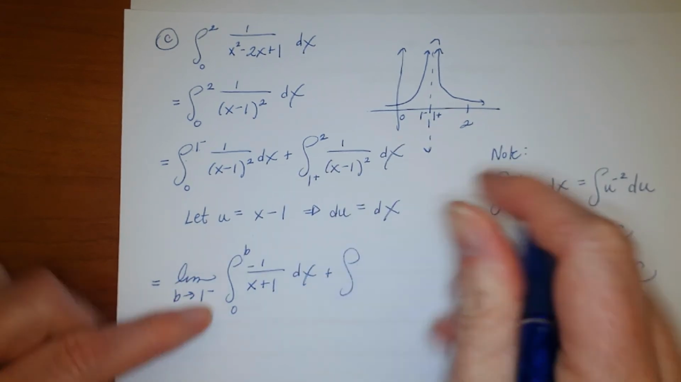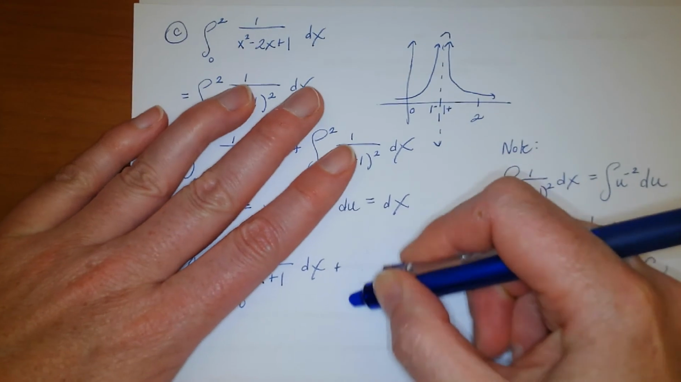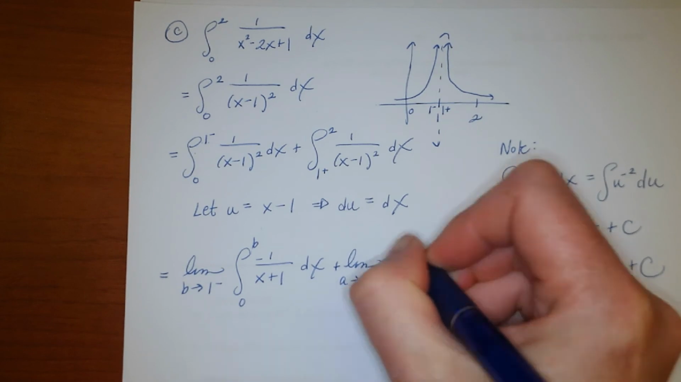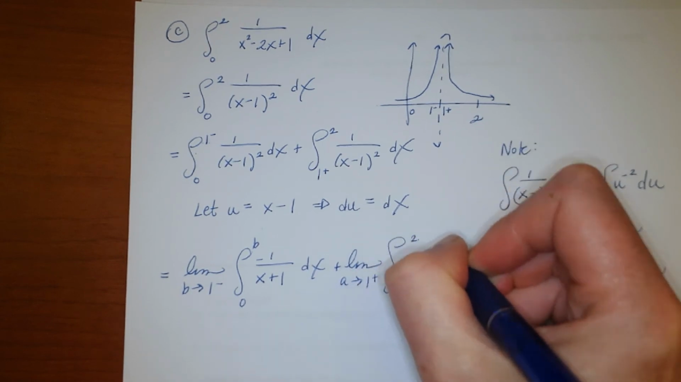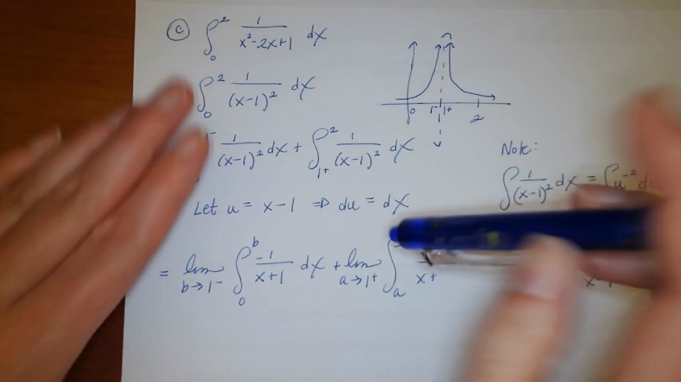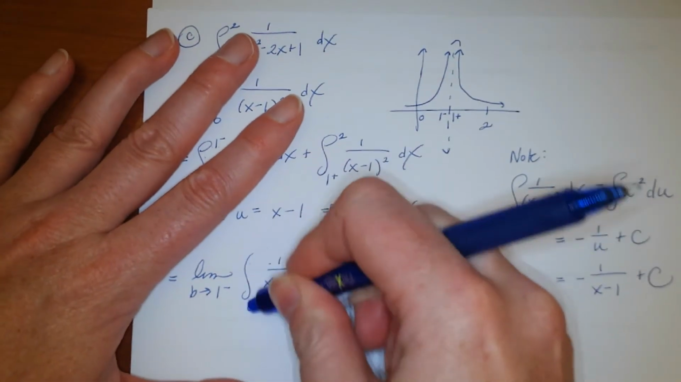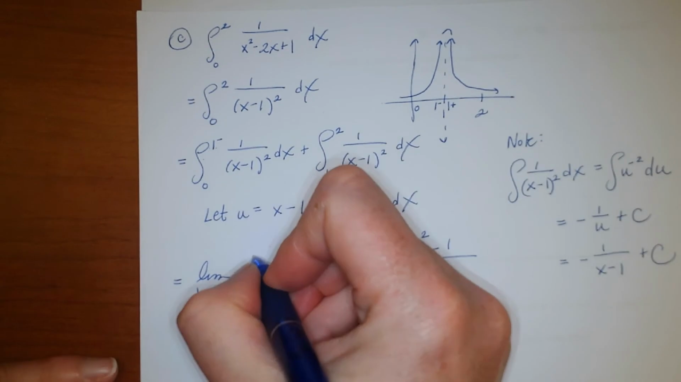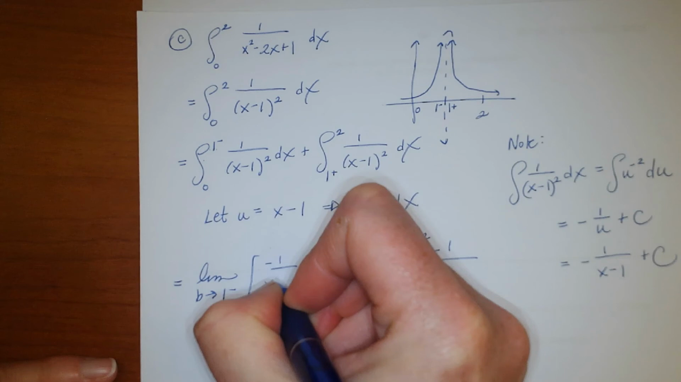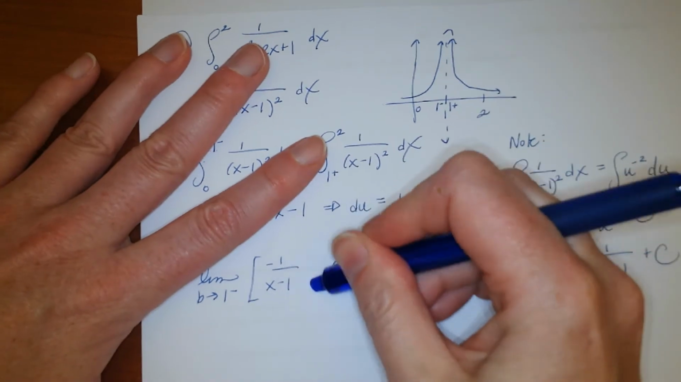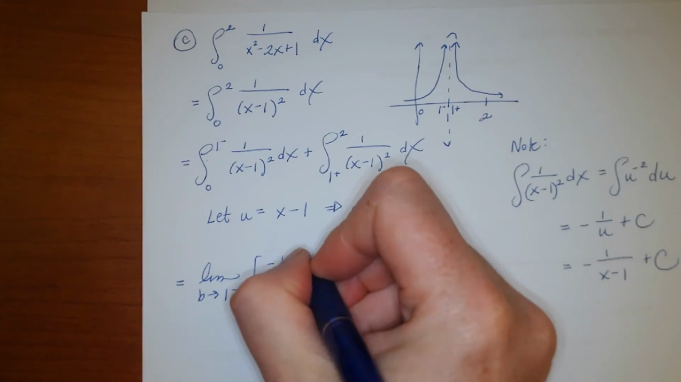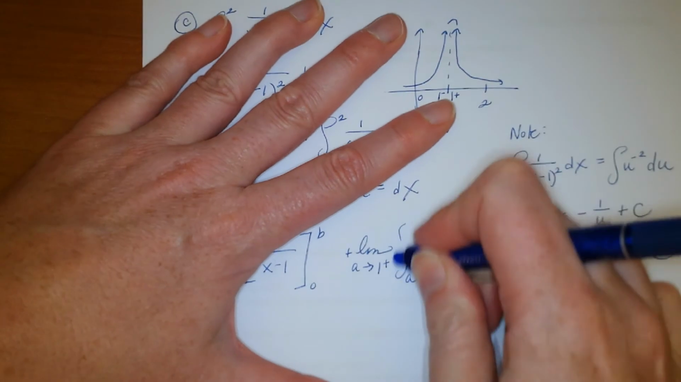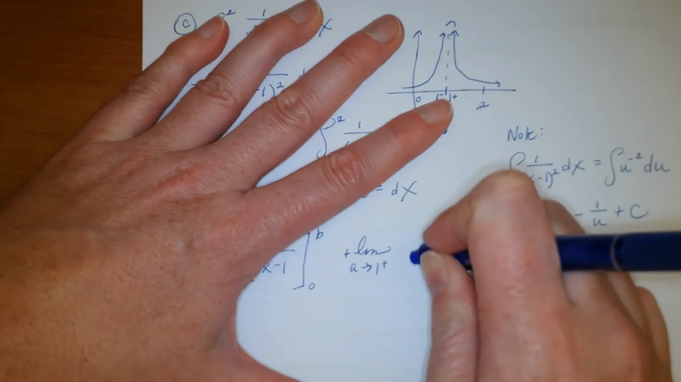Plus the limit, I'm going to call it a, as a approaches 1 from the right, integral from a to 2. Oh my goodness, I already did the integral. What am I doing? Sorry. All right. Thank goodness this pen's erasable, right? Okay.